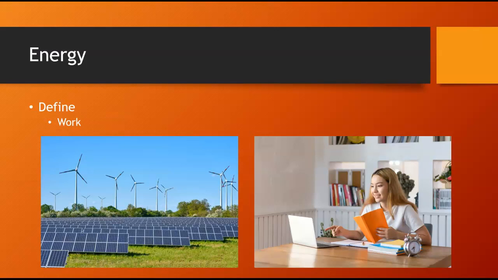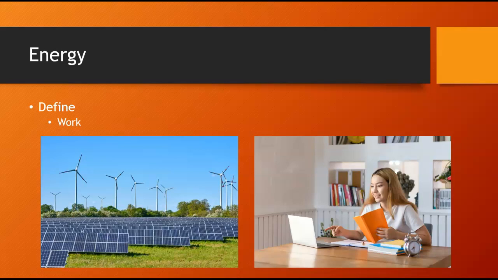Okay, so first we need to define energy, and if you want to, you can write this definition down. The definition of energy is the ability to do work. And to me, that's kind of a weird definition because it has another vocabulary word in it that you have to understand. So let's go ahead and figure out what work means really quick, and then I'll tell you about these pictures. Okay, work is when you move something. When something moves is work.